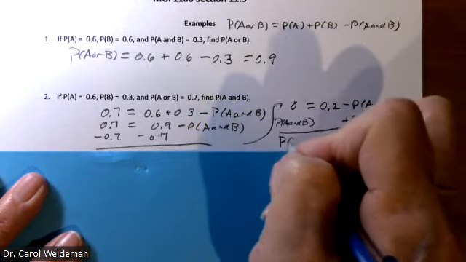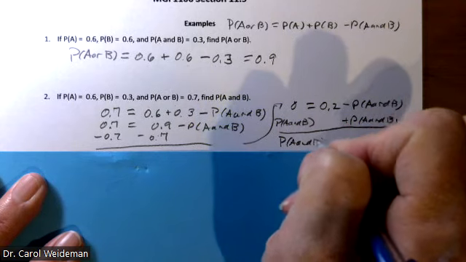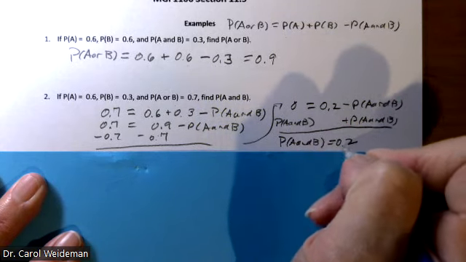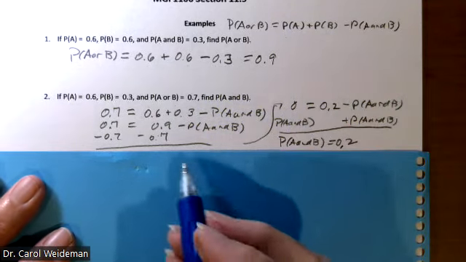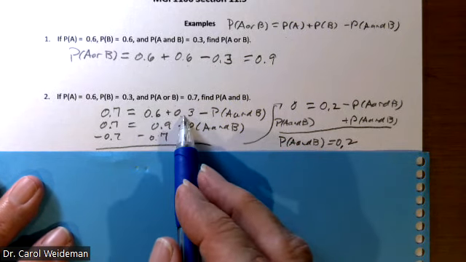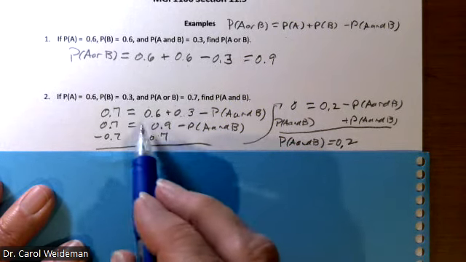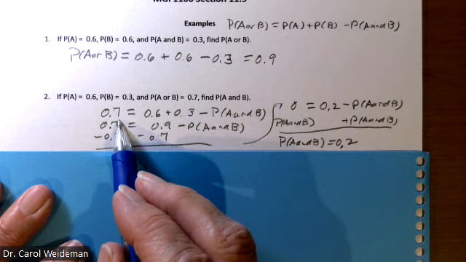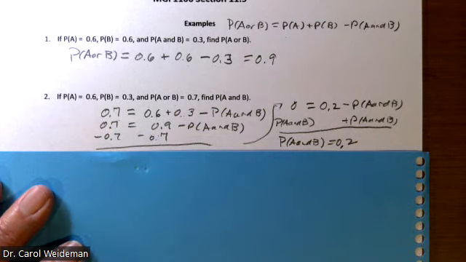And so my answer I get is the probability of A and B both occurring at the same time in this problem is 0.2, and I can check that. So if I take 0.6 plus 0.3 is 0.9, subtract the 0.2, I get back to the probability of A or B, which was 0.7.